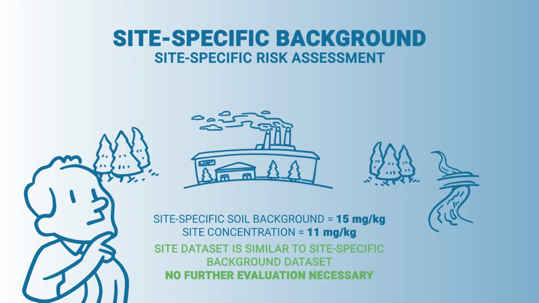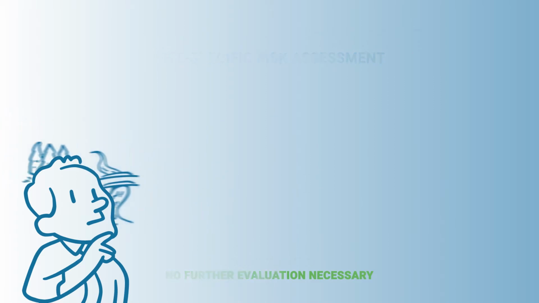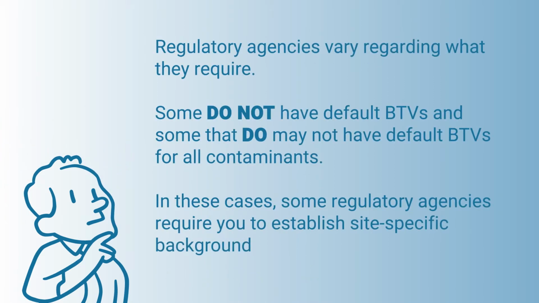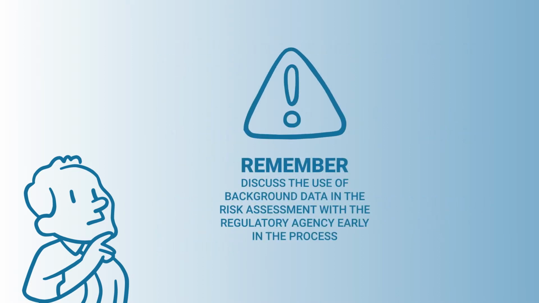Comparing the site-specific background dataset to the site dataset using a statistical test allows you to identify slight but pervasive contamination. Regulatory agencies vary regarding what they require. Some do not have default BTVs, and some that do may not have default BTVs for all contaminants. In these cases, some regulatory agencies require you to establish site-specific background. Remember, discuss the use of background data in the risk assessment with the regulatory agency early in the process.